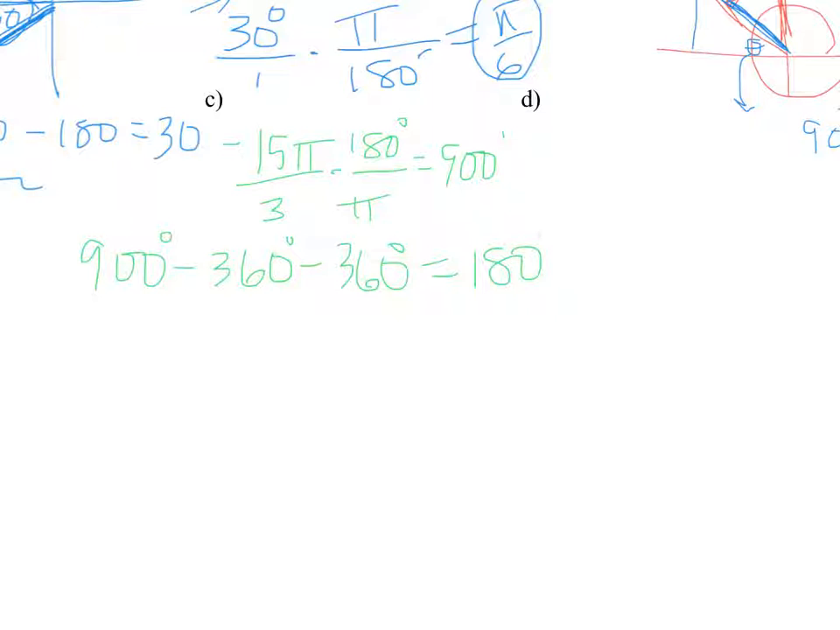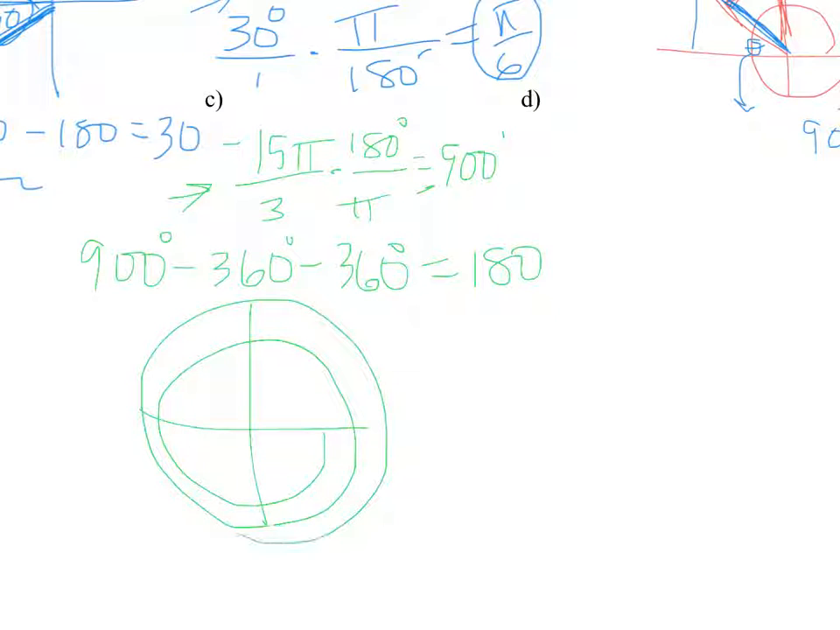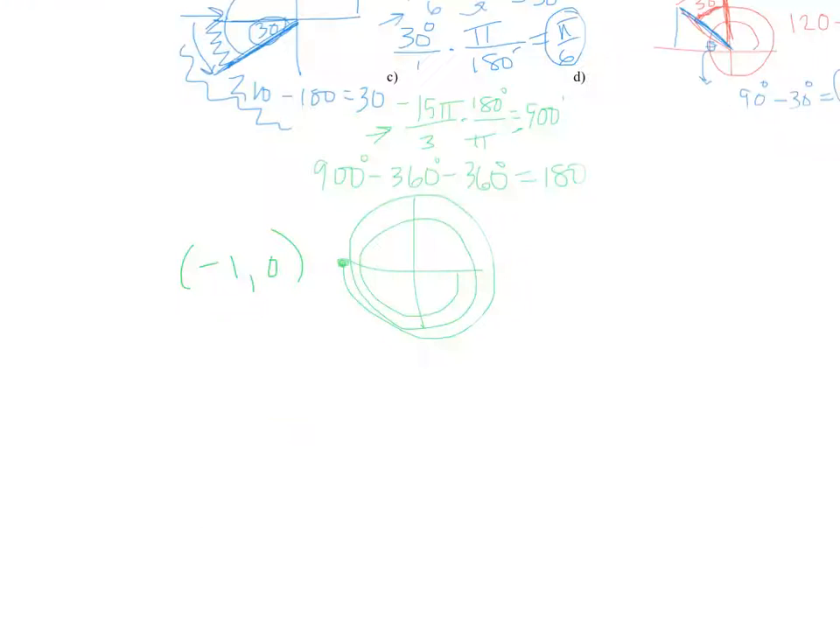Okay, so for C, I just converted negative 15 pi over 3 into degrees, so it's negative 900 degrees. So what I did is I kept subtracting 360 because you keep looping around, even if we go in the negative direction, right? So negative 360, we land right here. Now, if we land on the x-axis, it's 0 degrees. There's no angle. This terminal side is touching the x-axis, so our reference angle is 0 degrees.